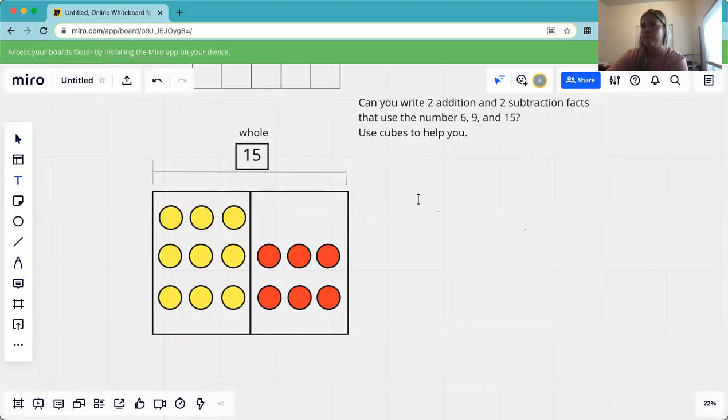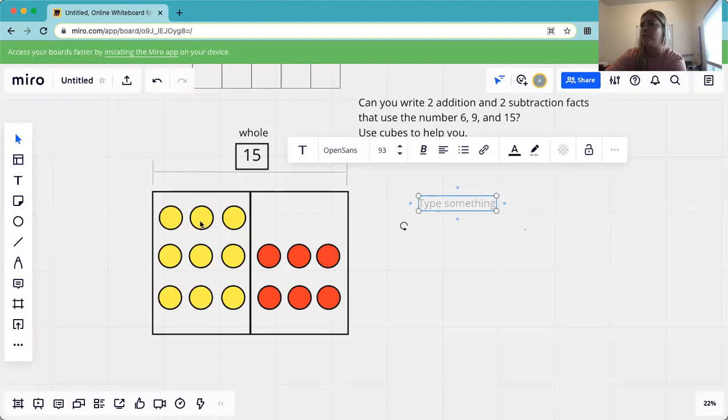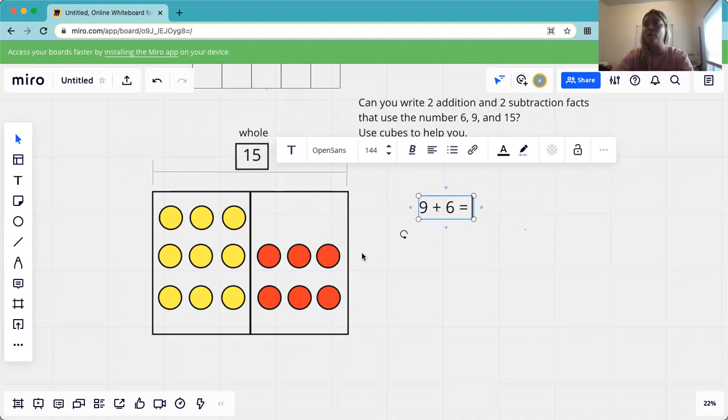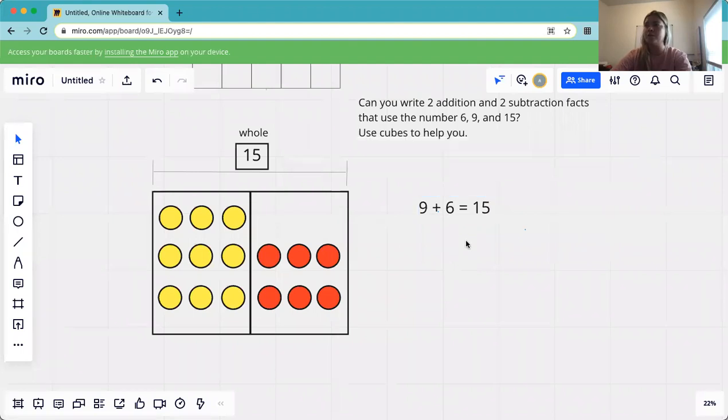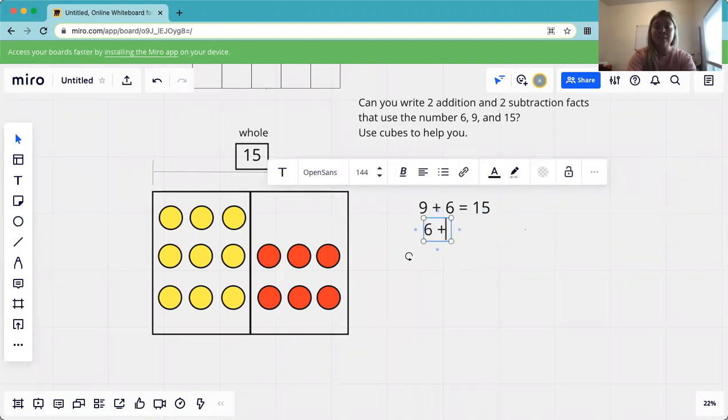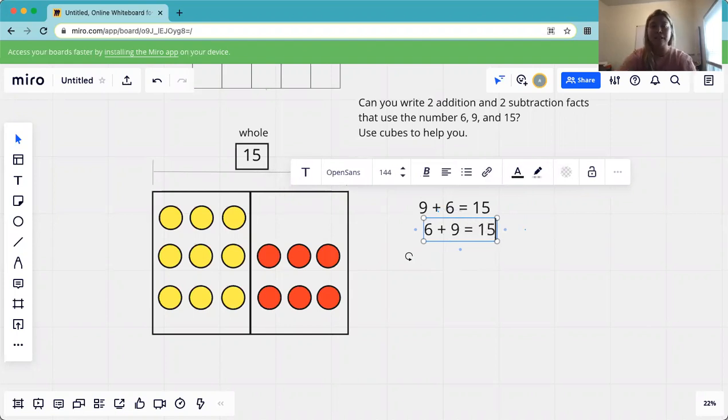I have 1, 2, 3, 4, 5, 6, 7, 8, 9. I have 9 plus my 1, 2, 3, 4, 5, 6 here, 6 equals my whole, which is 15. I can also write this equation: 6 plus 9 equals 15.